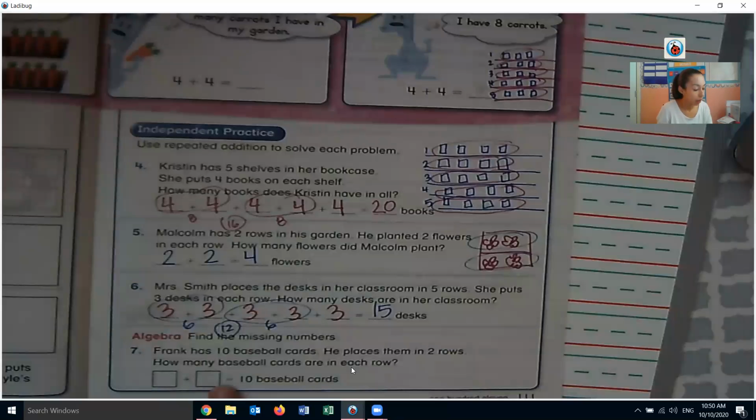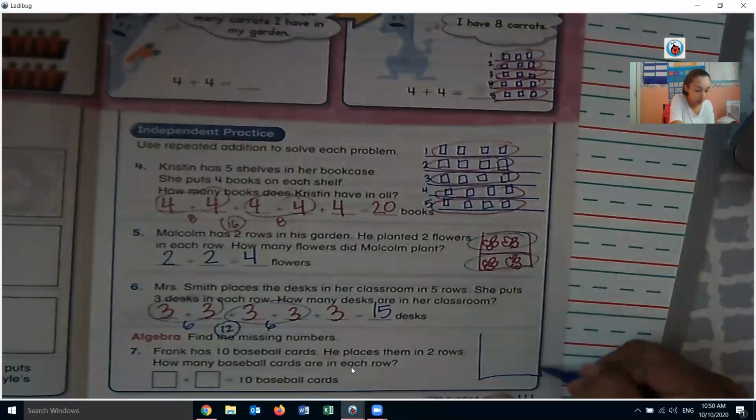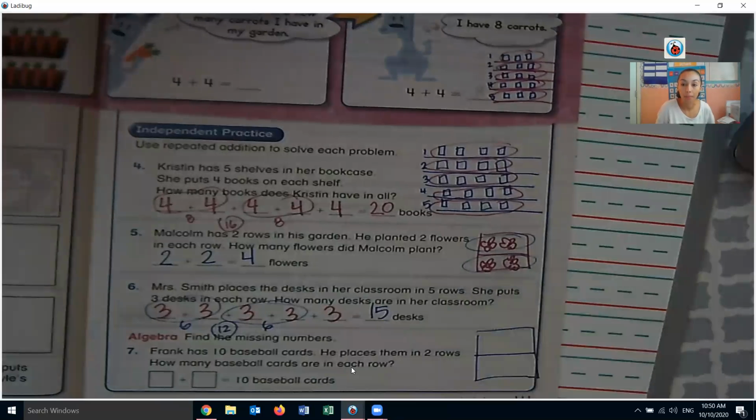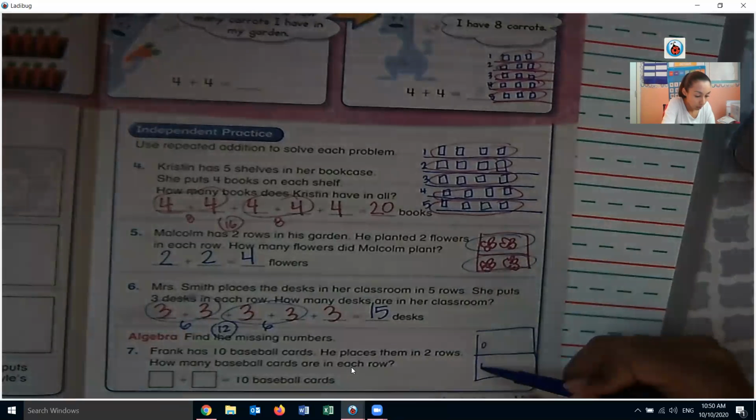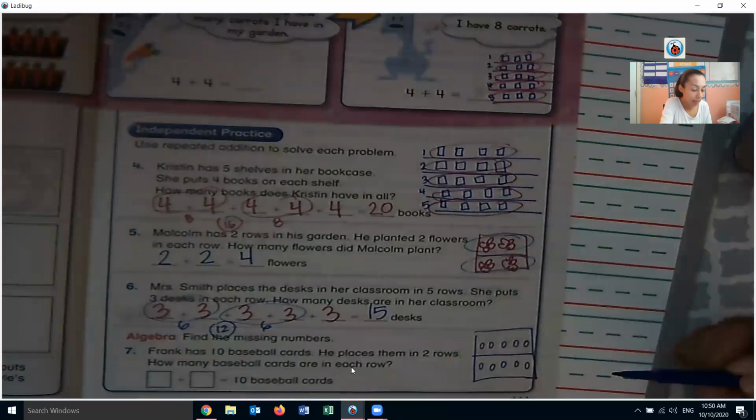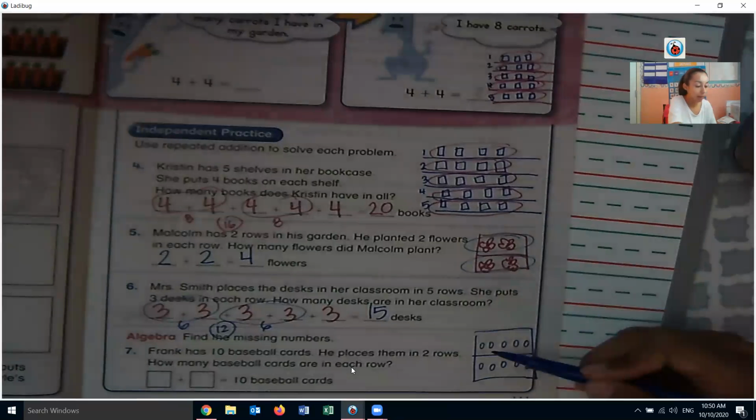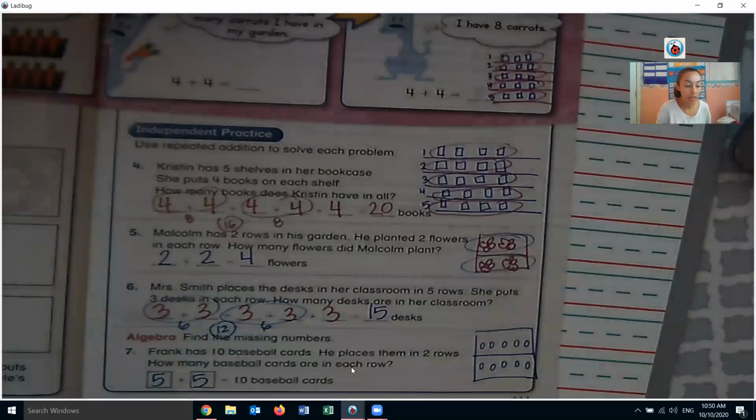Number 7, Frank has 10 baseball cards. He places them in 2 rows. So I'm going to make 2 rows here, and we need to split them up in equal groups. So I'm going to count by 10, going 1, 2, 3, 4, 5, 6, 7, 8, 9, 10. Okay, so if I had 10 baseball cards and they're in 2 equal rows, it'd be 5 and 5. So there would be 5 in each of those rows to get to 10 baseball cards.